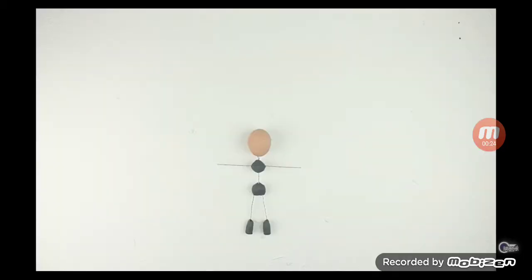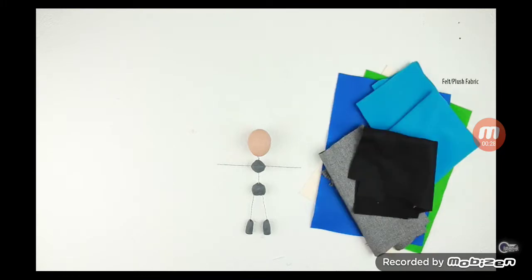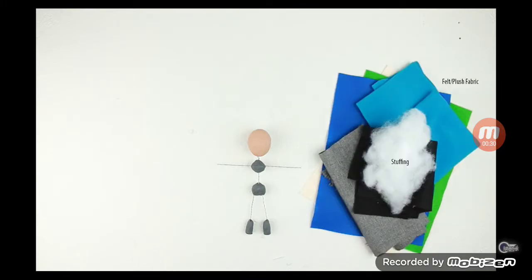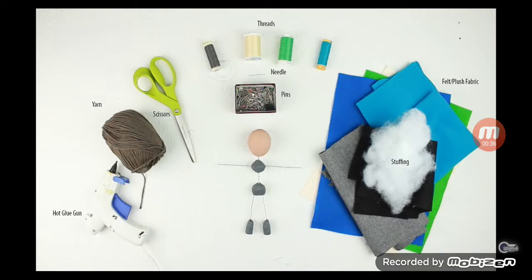So for this part, you're going to need your armature, of course. Felt or plush fabric and all the colors you're going to use, including skin tone, clothing, and any other accessories you plan on making. Cotton or polyester stuffing, spools of thread that match your felt colors. A sewing needle and sewing pins, scissors, yarn for the hair, and your hot glue gun once again.